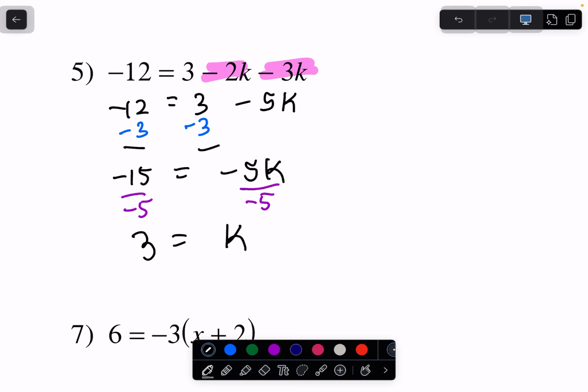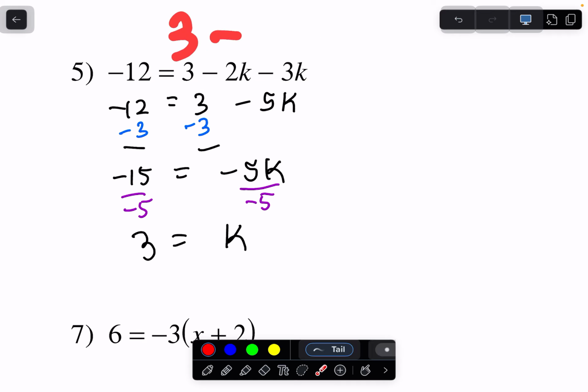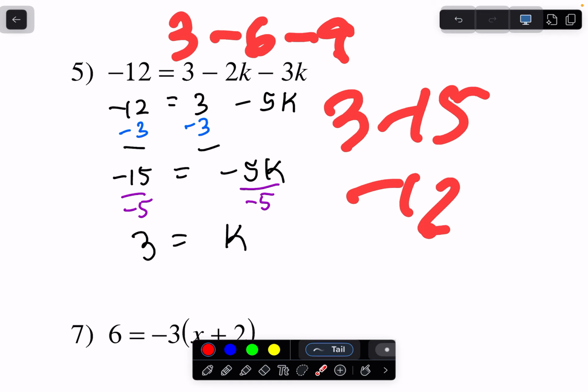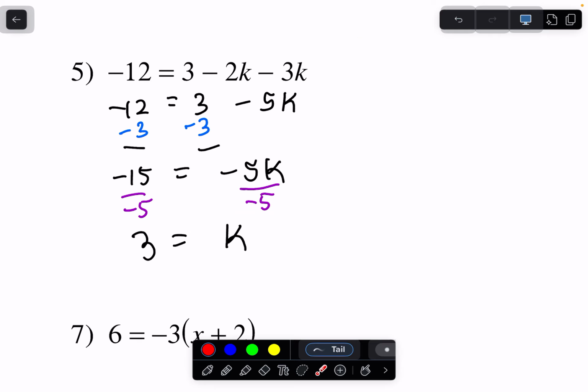If we put 3 back into the original version, we should get negative 12. If we put 3 here, we get 3 minus 6 minus 9. 3 minus 15 is the negative 12 we were searching for. So plugging that back into the original, like if you were taking a test, that's a really good strategy to just check your work real quickly. Plug it back into the original. Does it make it a true statement? Are we good with 5?